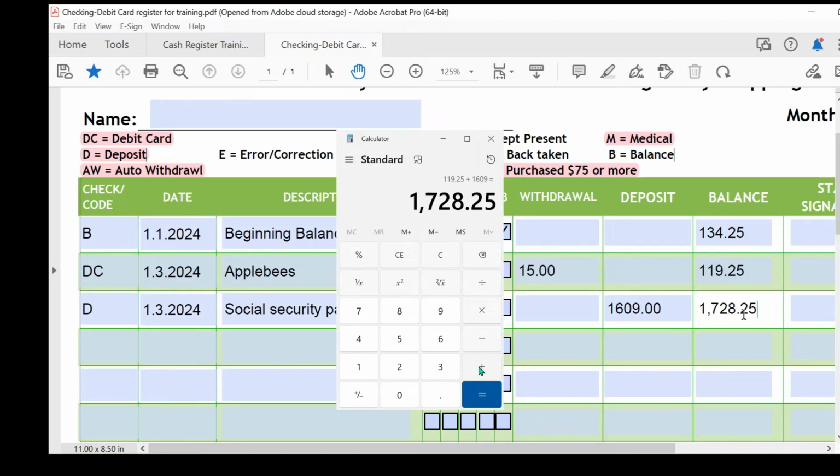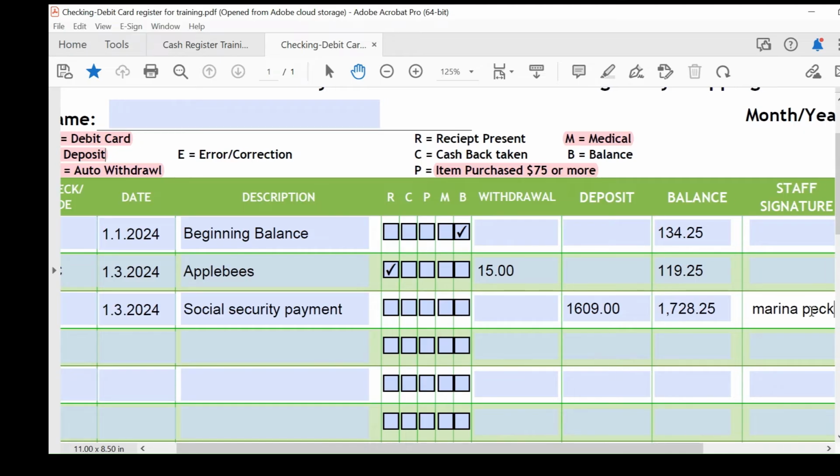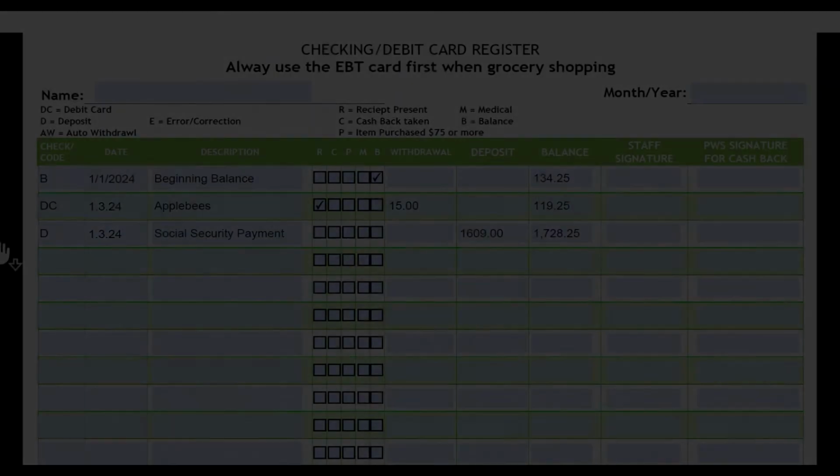So it's very important to always fill in, and then since you're the person making the entry, go ahead and sign your name. The person we support does not have to sign their name because it wasn't cash back. Should we do a cash back? Let's do a cash back.